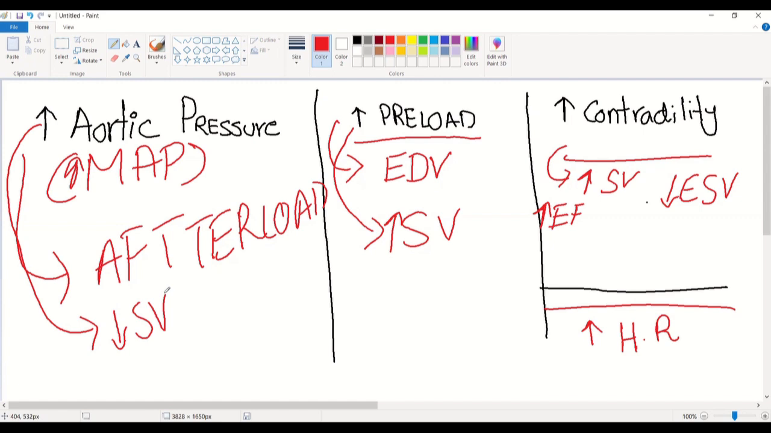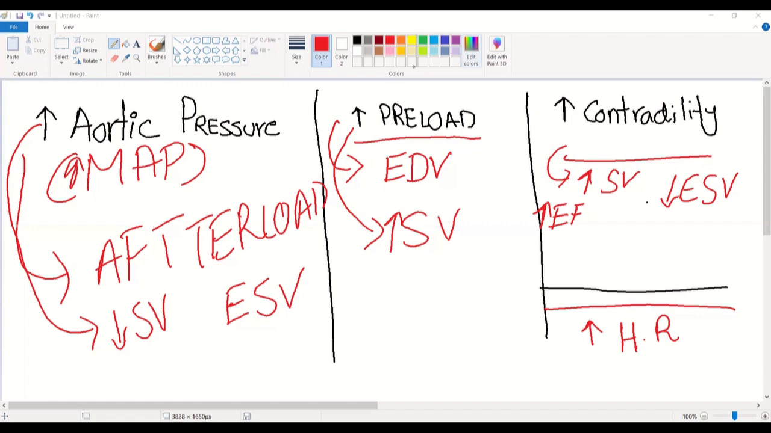And what happens to the end systolic volume? ESV. Well, it's going to decrease also. What is end systolic volume? The amount of blood that is remaining in the heart after the contraction. So the increased afterload means the heart is less able to contract. So it means that more blood remains in the ventricle. So it means that end systolic volume is increased, right?